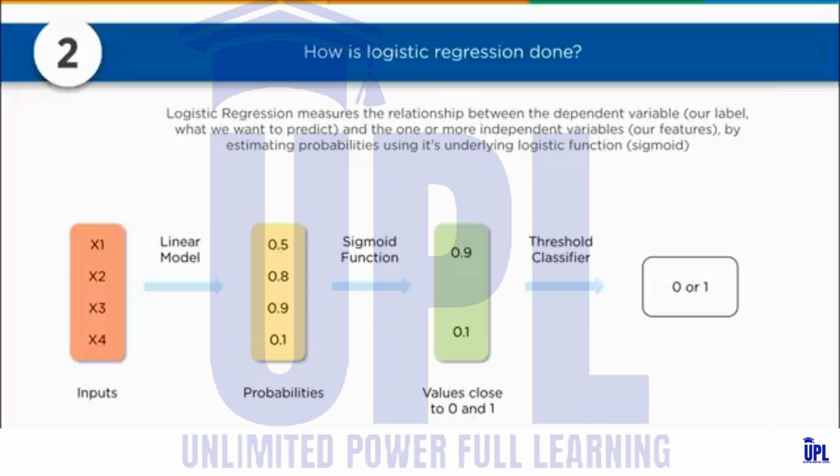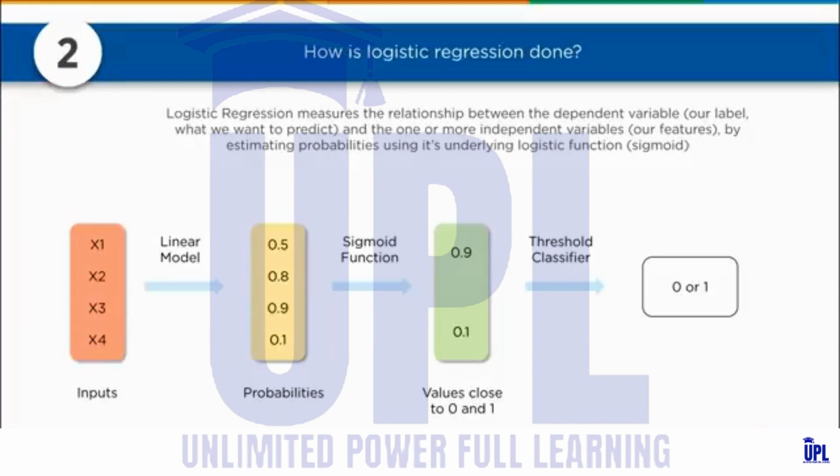You can see we have a nice labeled image here to help you remember this. We have our inputs, we have our linear model, we have our probabilities. What are the probabilities of it being a certain way based on these features coming in? The sigmoid function, and it's important to note that the sigmoid function is maybe the most commonly used, but it's only one of a number of functions that are out there.